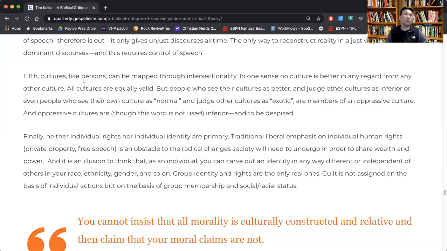Fifth, cultures, like persons, can be mapped through intersectionality. So cultures can be done this way too. In one sense, no culture is better in any regard from any other culture. All cultures are equally valid, but people who see their own cultures as normal and judge other people as exotic are members of an oppressive, racist culture. And oppressive cultures are, though this word is not used, inferior and to be despised, but the word they do use is racist. Of course, racist is inferior. It's actually much worse than, say, it's awful.